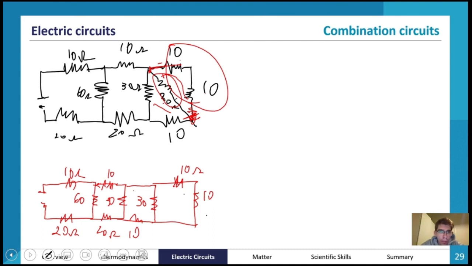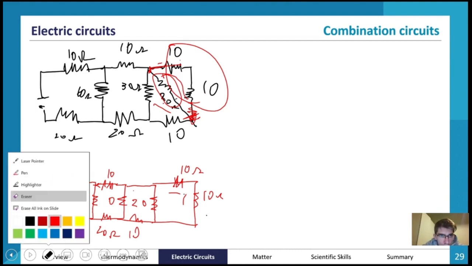But I will make it a bit easier for us, and I will change the value and make it 20 here. That way it's easier for us to do the calculations. Let's start. The 10 ohm and the 10 ohm here. By the way, every number here represents an ohm, a resistance measured in ohms.